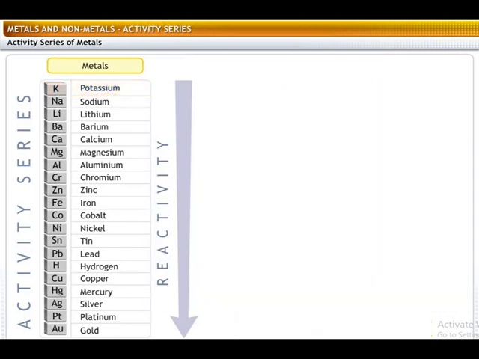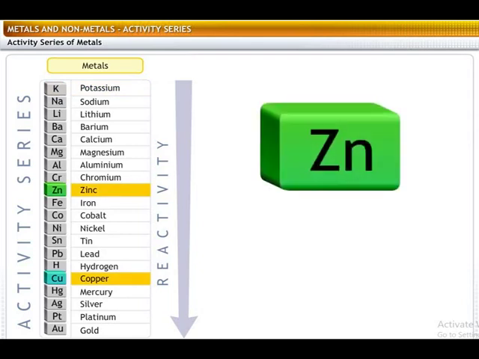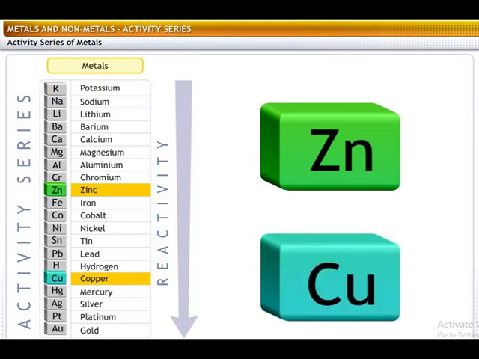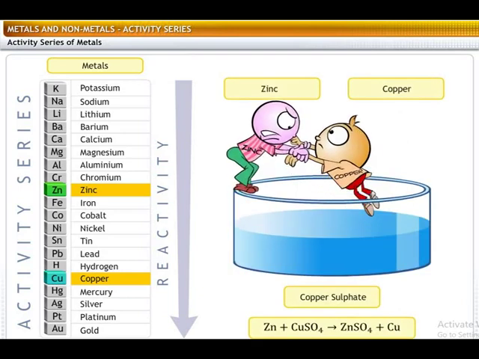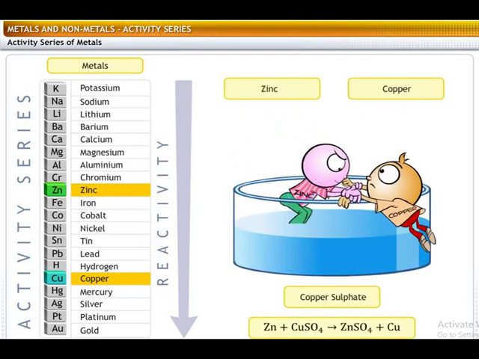For any 2 metals in the series, the metal placed higher in the series can displace the other metal from its salt solution. For example, zinc displaces copper from copper sulfate solution to form zinc sulfate.